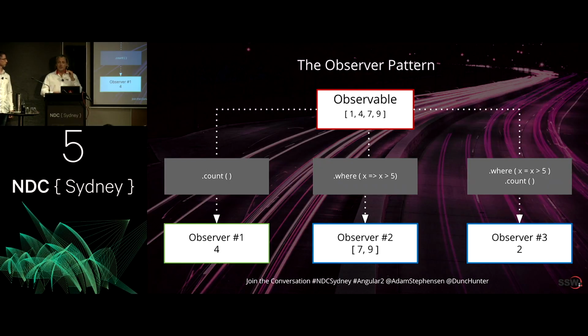And I can also chain these operations together. So I can chain a where operation with a count operation, which, because there's 2 values greater than 5, that's what would be emitted. Now, what happens when my observable changes is that then that observer will emit a new value. Cool? So we've talked about the observable.